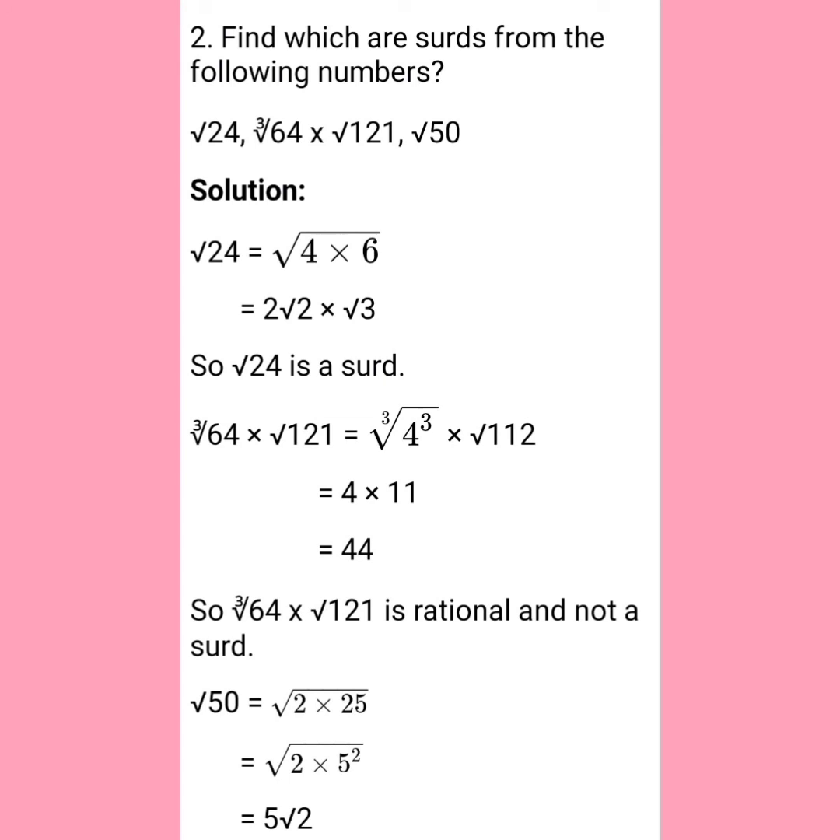Next example, square root of 50 is equal to square root of 2 into 25, that is nothing but 5 root 2. So it is naturally an irrational number. So square root of 50 is a surd. So these are the examples of surds.